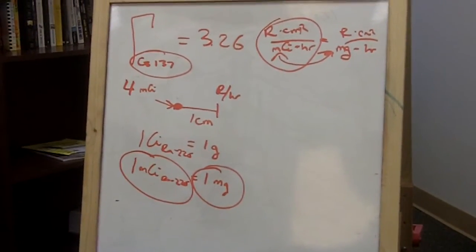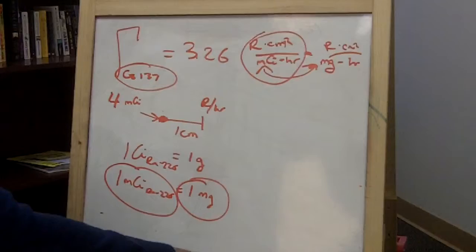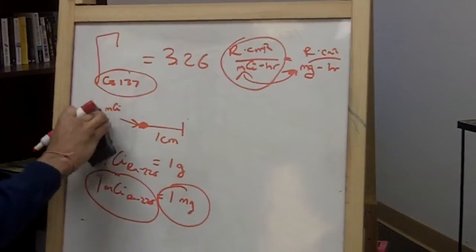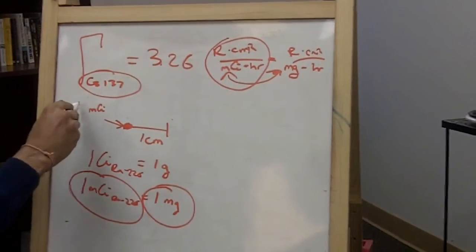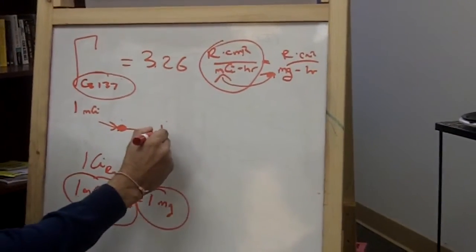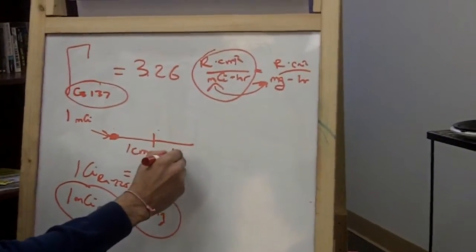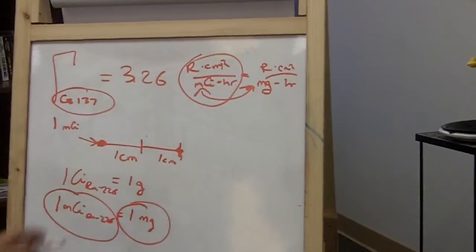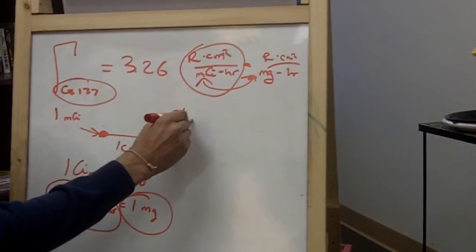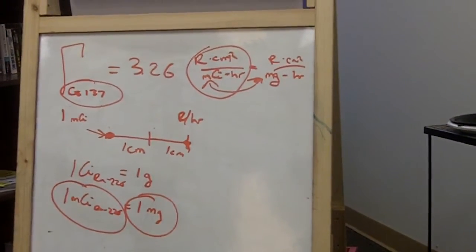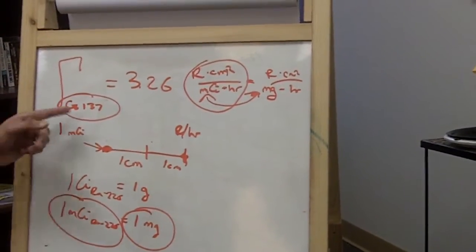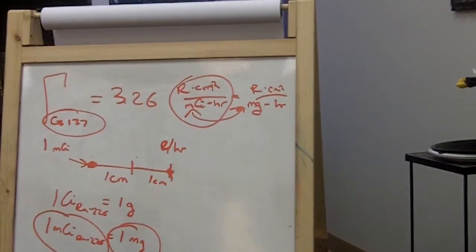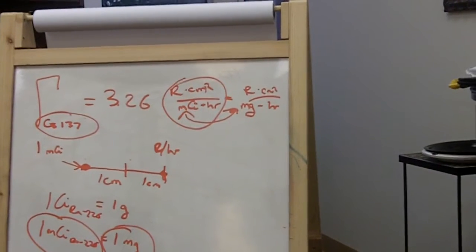Good. So now let's get to the next thing. What if I were to change this? Let's go back and make it 1 millicurie. And instead of 1 cm away, I'm going to say it's a total of 2 cm away. What is my Rankins per hour? So it's a total of 2 cm away now from cesium-137. At 1 cm we were 3.26. Now we're going 1 more cm.